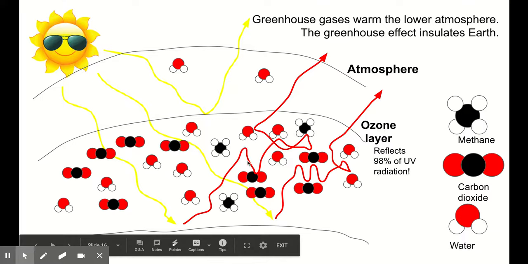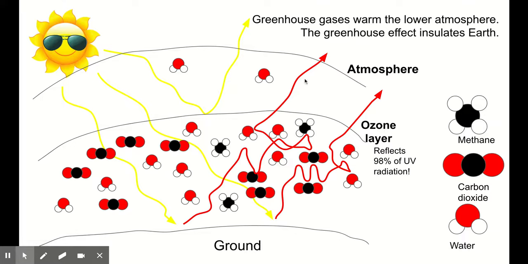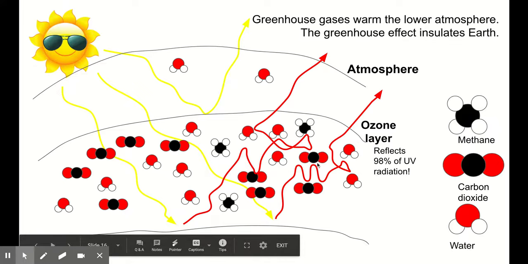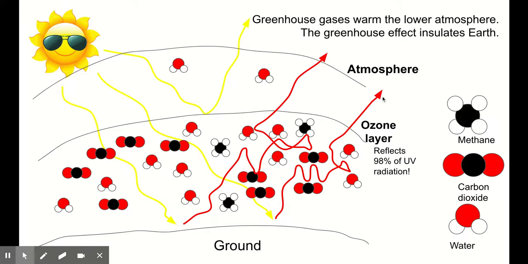Watch it hit all of these greenhouse gas molecules, pinball around off of them before it can finally make its way back out into space. It's just bouncing around. And the process of this infrared radiation bouncing around these greenhouse gas molecules takes time. And this means that this infrared radiation, this heat, will be trapped in the lower atmosphere for much longer than it used to be.